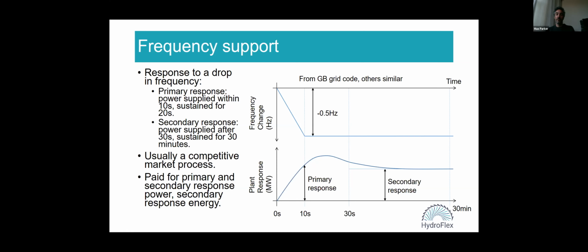Normally the plant response, as you can see, is a mixture of these two things. This is a market system, where generators will bid for it in some form of market. They'll bid to provide primary response, that is only the amount of power that you are able to provide. So you bid to provide a certain amount of power. For secondary response, you bid to provide a certain amount of power, and you get paid for the energy as well.